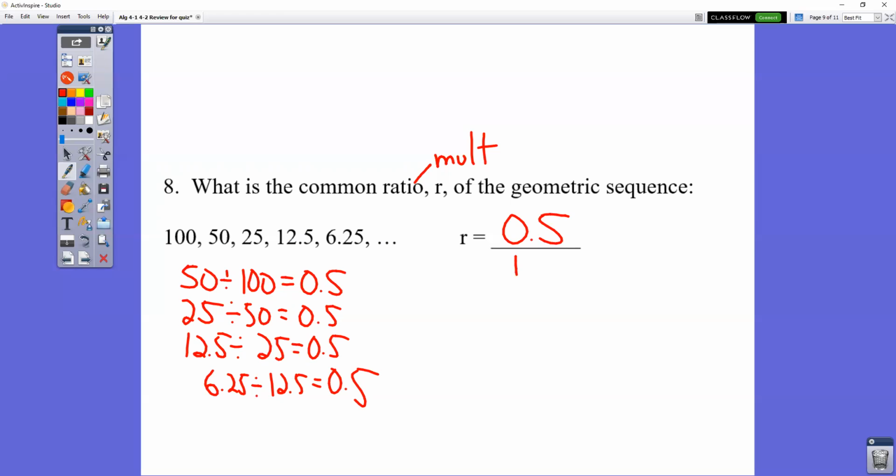Now, if you wrote the fraction 1/2, technically that is correct as well. It's just not dividing by 2. We can't say dividing. Common ratio is multiplying only.